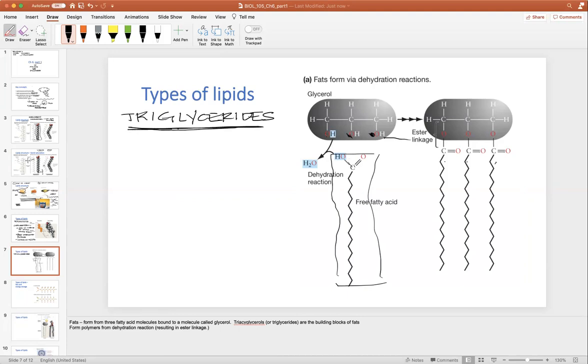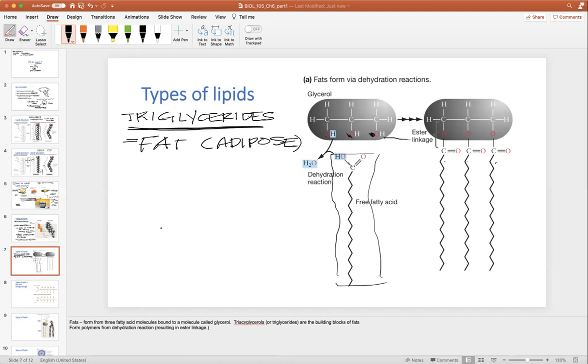Now, you've probably heard of these. We measure these in people's bloodstreams, but the big deal about these is that they are used to form your body fat, your adipose tissue, okay? So when I say fat here, I'm talking about adipose. I'm talking about the fat that you have in your body.